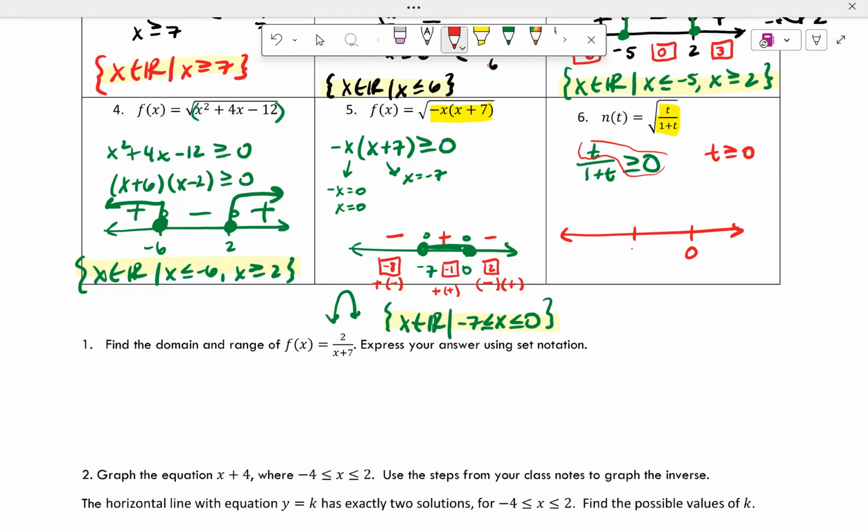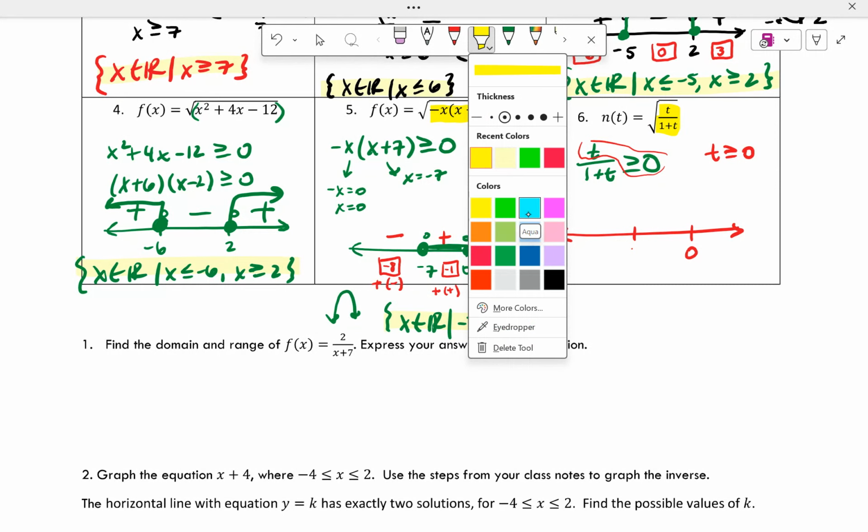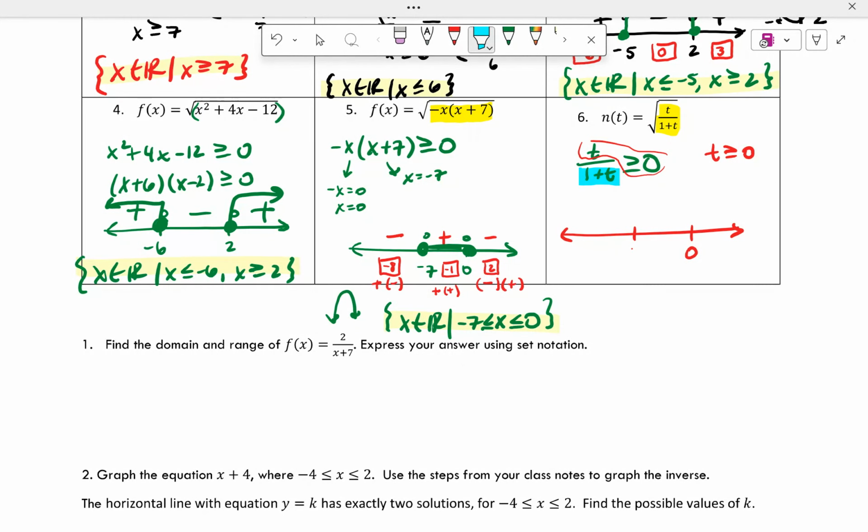And then the other one, I'm going to have to find where this thing has a vertical asymptote, because there's a denominator. I'm going to have to restrict the domain to get rid of that value. So I have 1 plus t is greater than or equal to 0. I would solve that one. t is greater than or equal to negative 1. Okay, so I have my negative 1 on here as well. Now because there's two things being divided underneath the square root symbol, I'm just going to use test values along this number line to figure out what I would get.